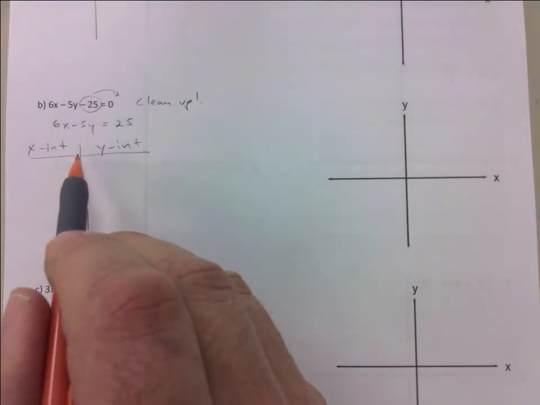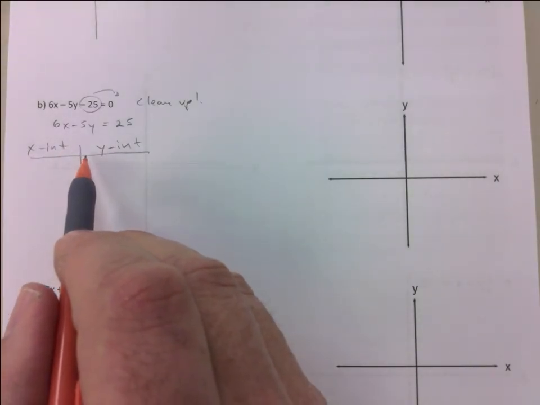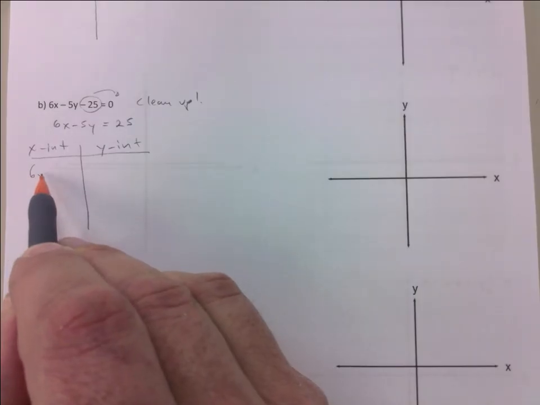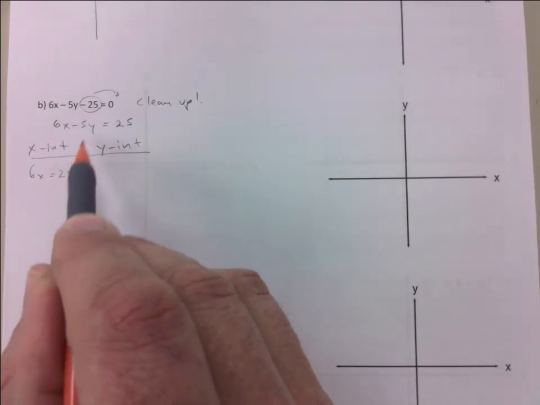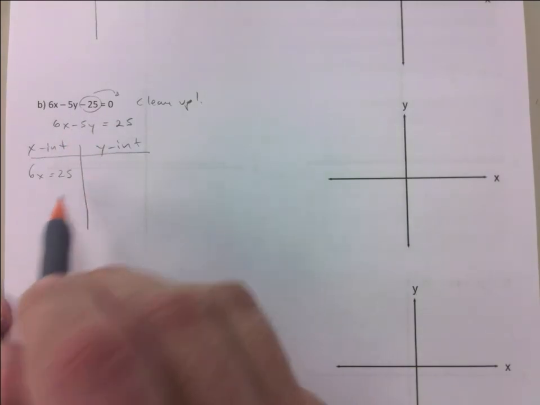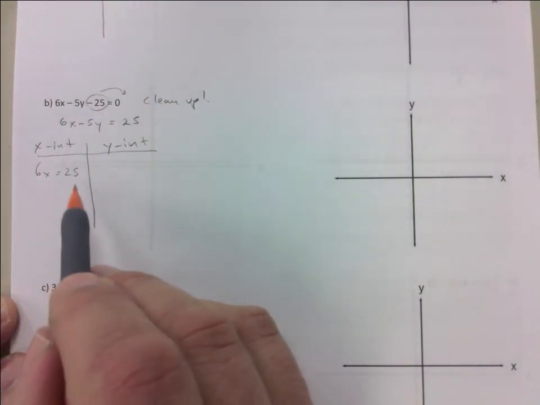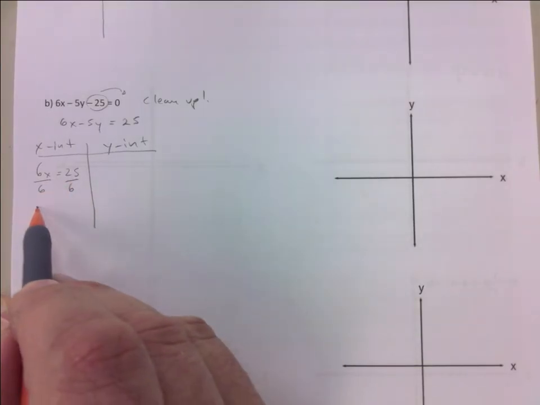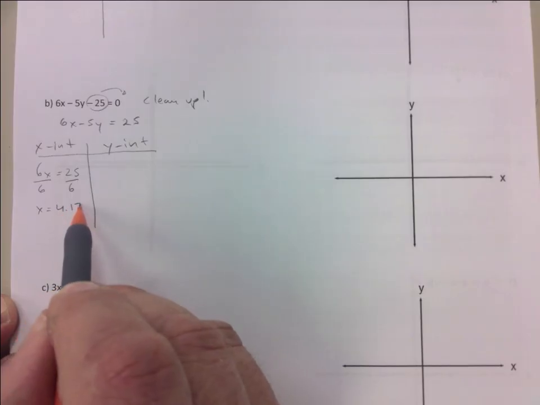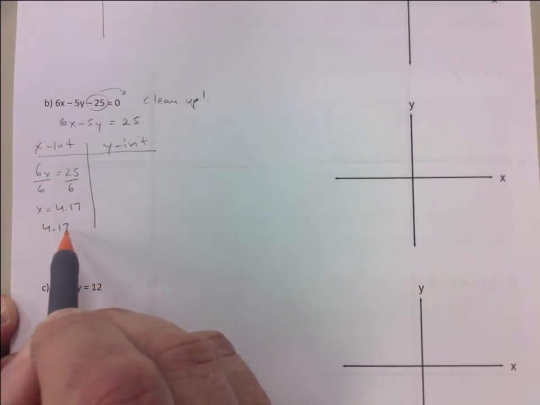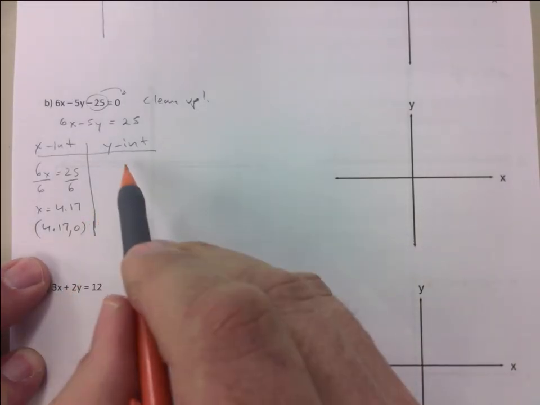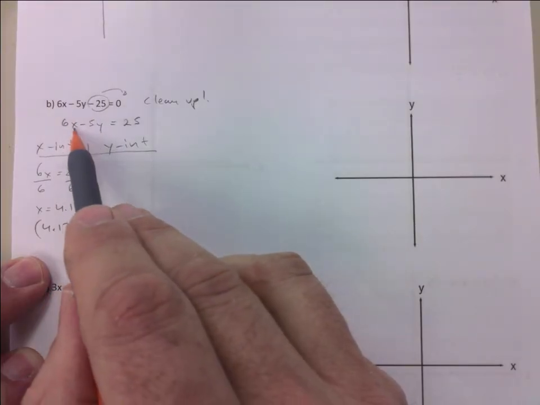So watch this. You can skip the step where you show me that you put 0 into y. If 0 goes in here, you're left with 6x is equal to 25. This whole y term turns into 0, so you can skip that. Divide both sides by 6. x is equal to 4.17, so it's 4.17, 0. We'll plot that. For the y-intercept, we let x equal 0.